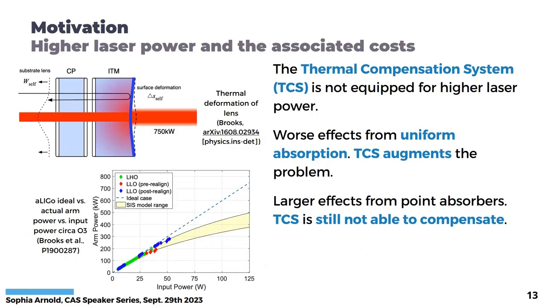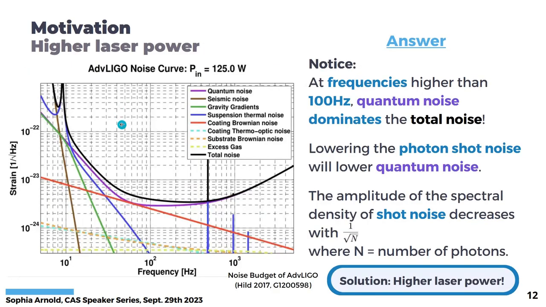So why haven't we already done this? Well, I'll tell you. The higher laser power has a lot of associated costs. So when you get higher laser power, you end up deforming the test mass more than it already does. Oh no.